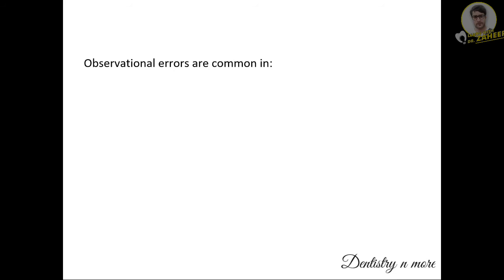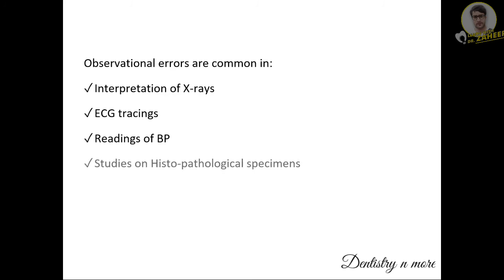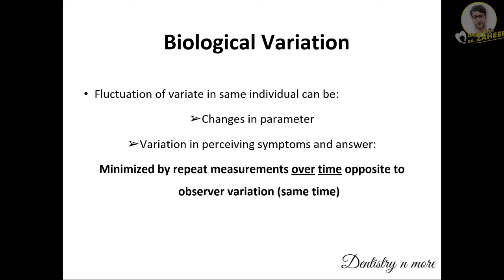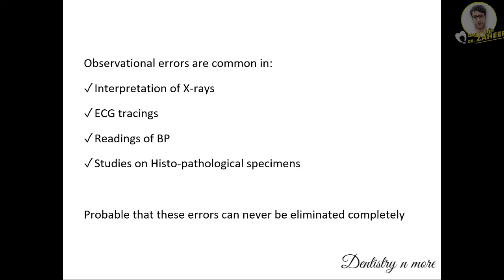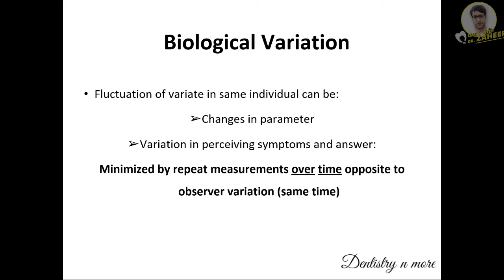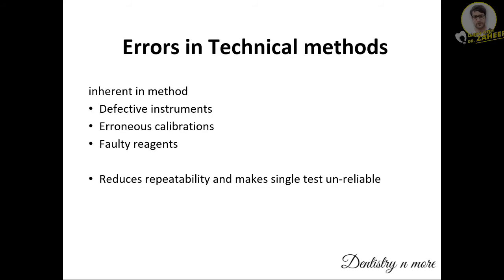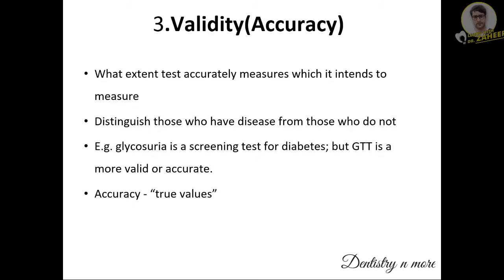Whereas these errors are common in cases of X-ray, ECGs, blood pressure or histopathological specimen, they cannot be eliminated completely. Now the biological variation can be due to changes in parameters or variation in perceiving the symptoms, and technical errors could be defective instruments or faulty reagents.